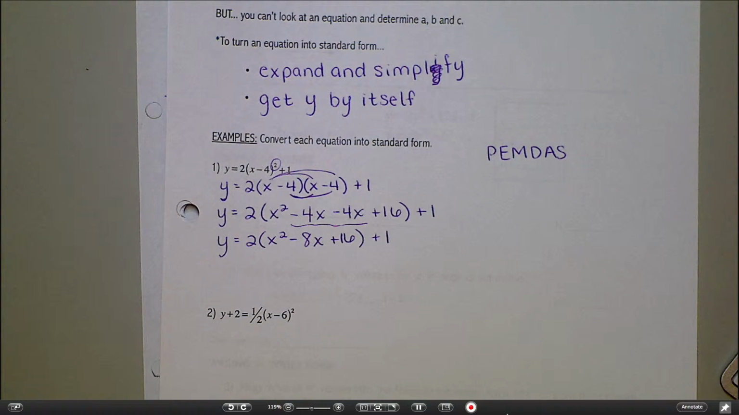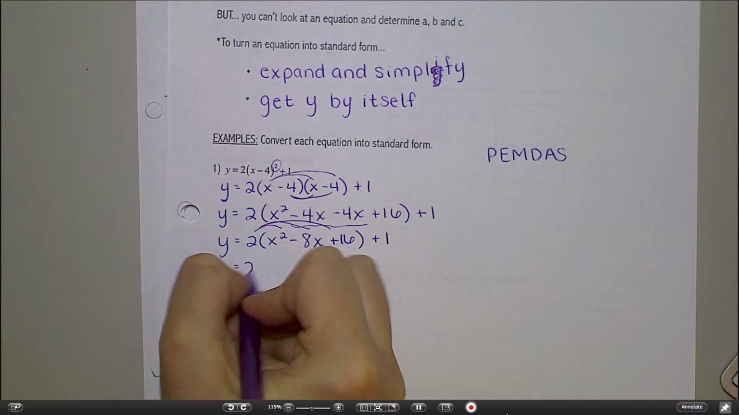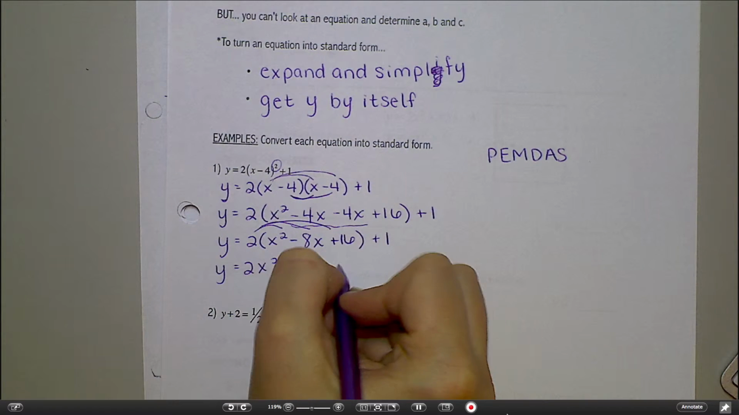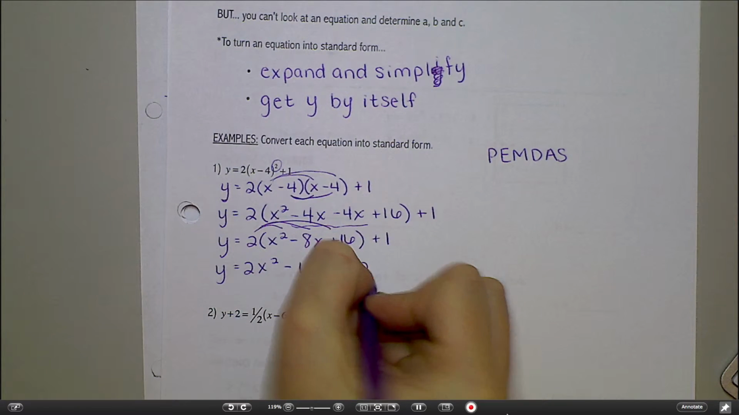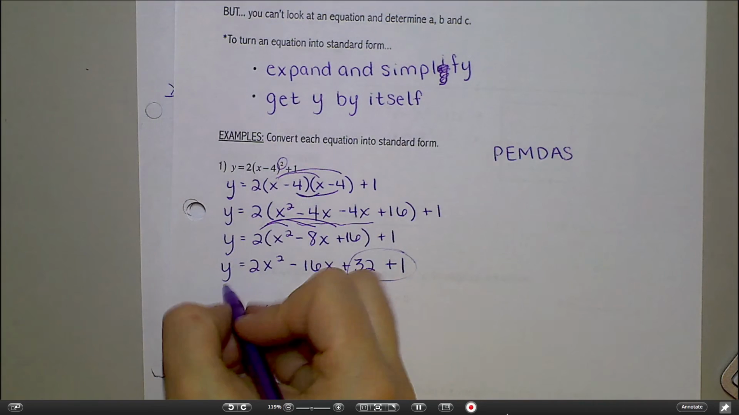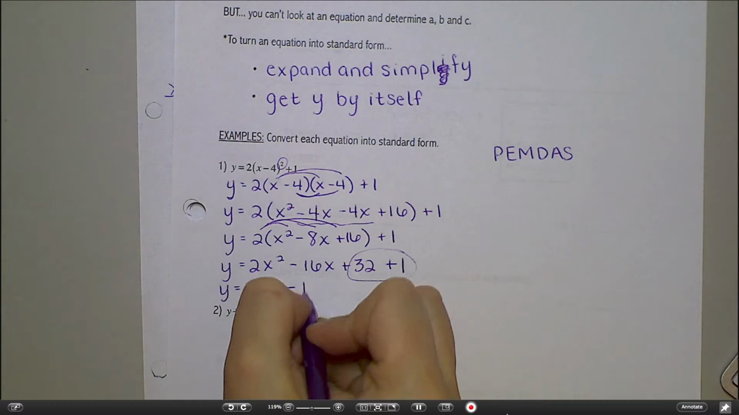Now what do you think? Yeah, distribute the 2. So y equals 2x squared minus 16x plus 32. And then I still have a plus 1 on the end. And then what else do you think I can do? Combine the 32 and the 1. Those are like terms now. So 32 and 1 can go together. Bam.